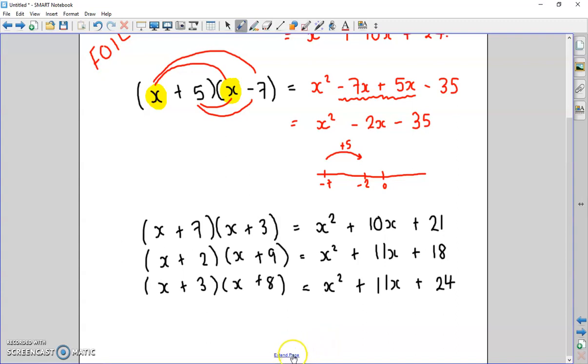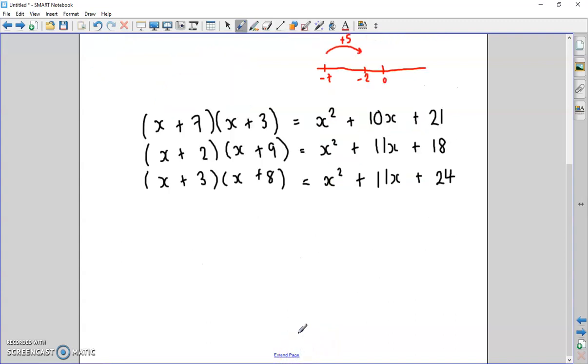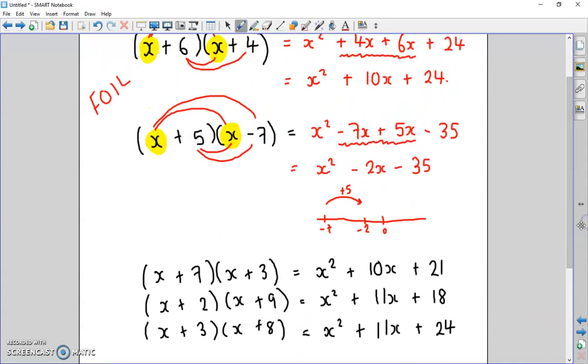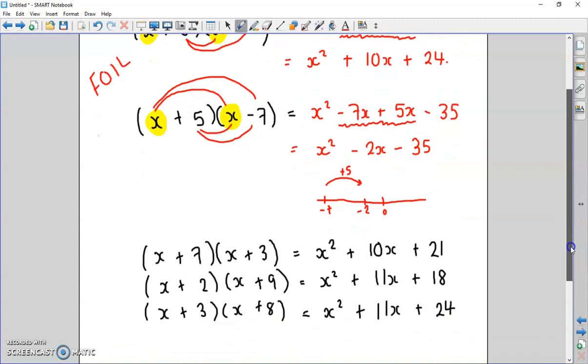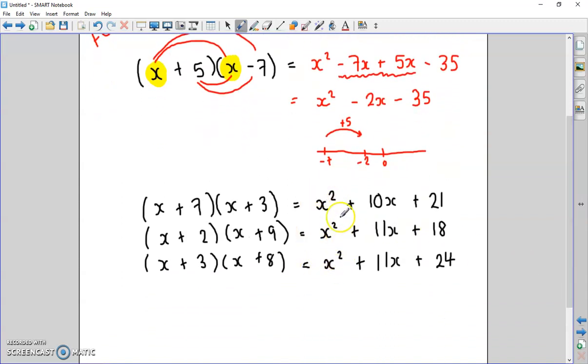So then the question is, how am I doing them so quickly without using FOIL? Where am I getting the numbers from? Well, the x squared at the beginning is always there, look. X times x gives us x squared, so there's always an x squared at the start, I know that. There'll always be some x's in the middle, and there'll always be a number on the end. Now the number on the end always comes from multiplying those. 7 times 3, 2 times 9, and 3 times 8. So I know the number on the end is always the numbers in the brackets multiplied together. But what about the middle number?